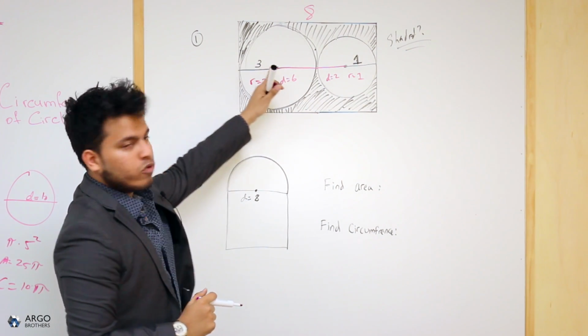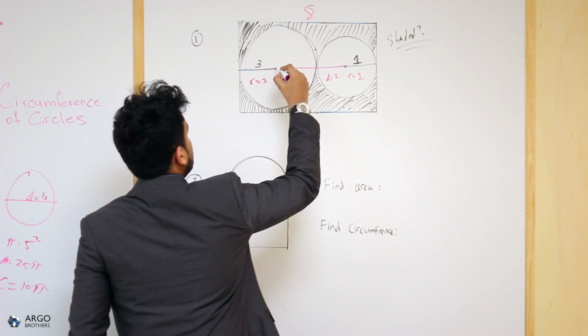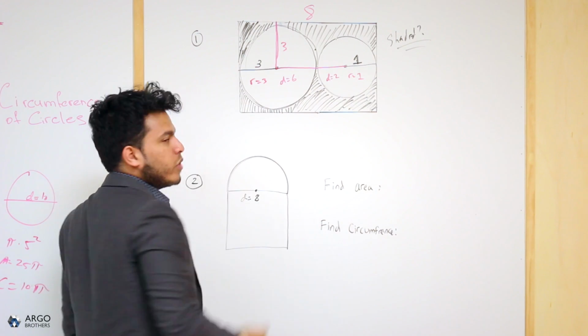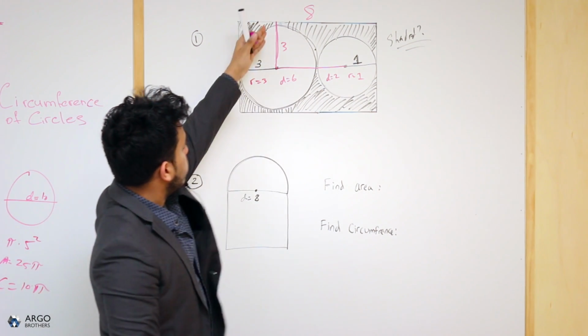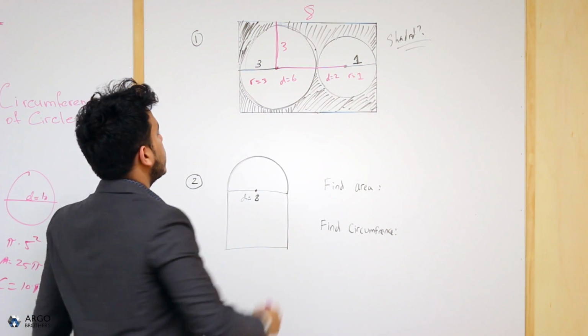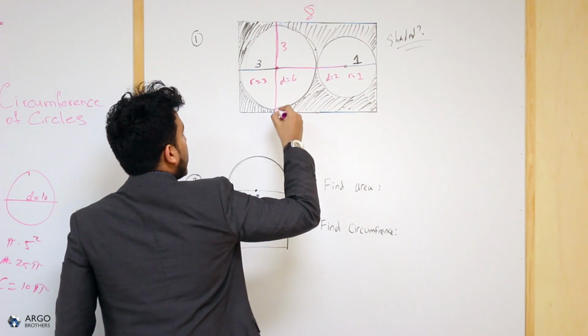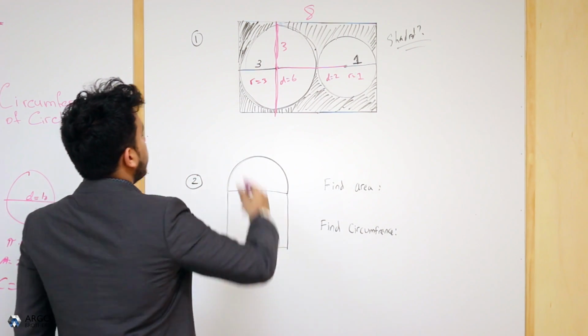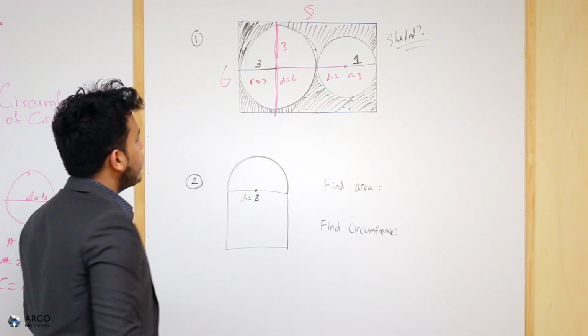If this is the radius, this is also the radius, is it not? This is also 3. Yes? Radius is 3. Well, you know what? The diameter is 6. The diameter is 6. So guess what? This over here is actually my width. So here's 6. So now, you're getting somewhere.